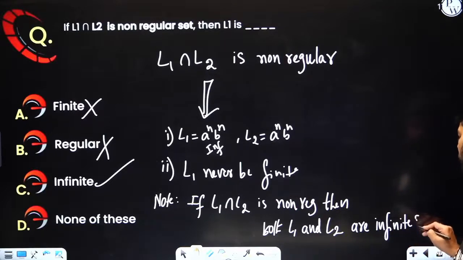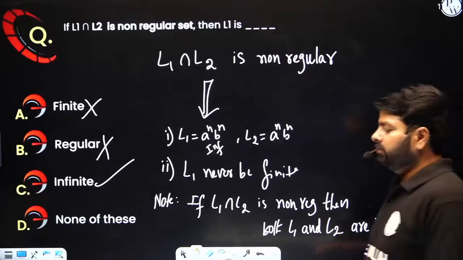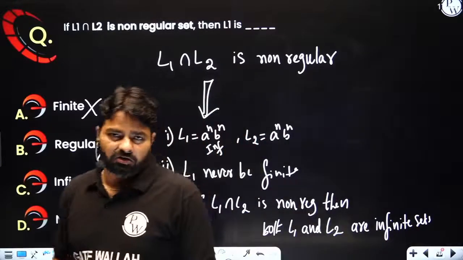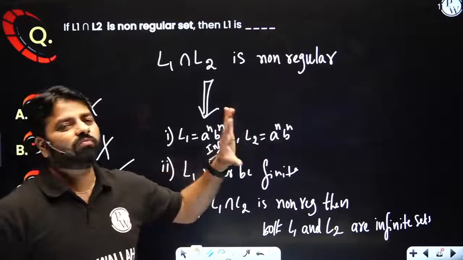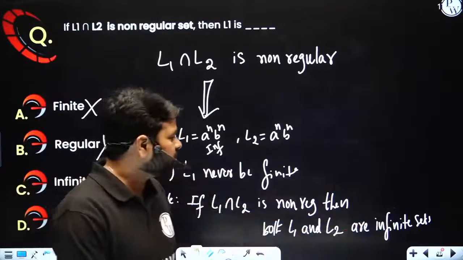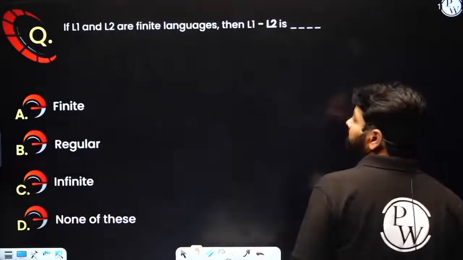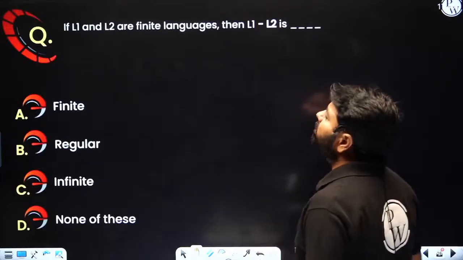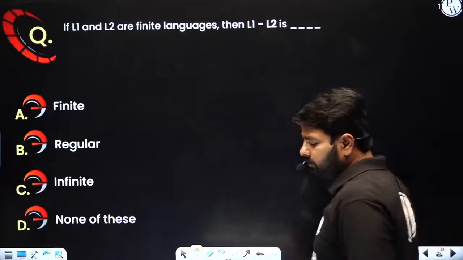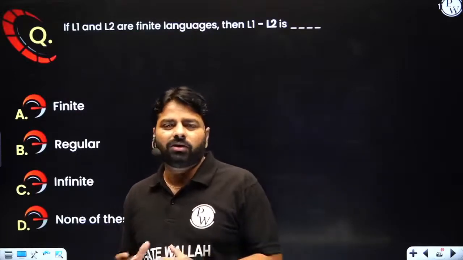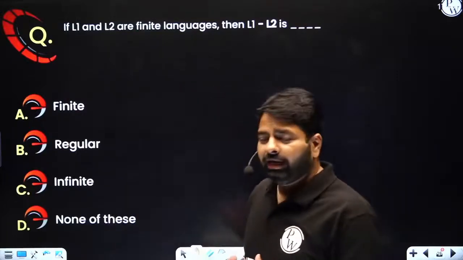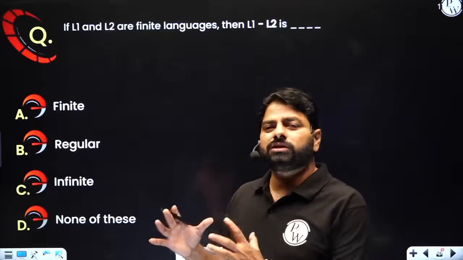We can't even conclude whether it is regular or non-regular. That also we can't answer. We can only answer infiniteness. Fine. If L1 and L2 are finite languages, now we are going for another operation, set difference. I hope you are aware of set difference, union, intersection. Now we are moving to set difference.